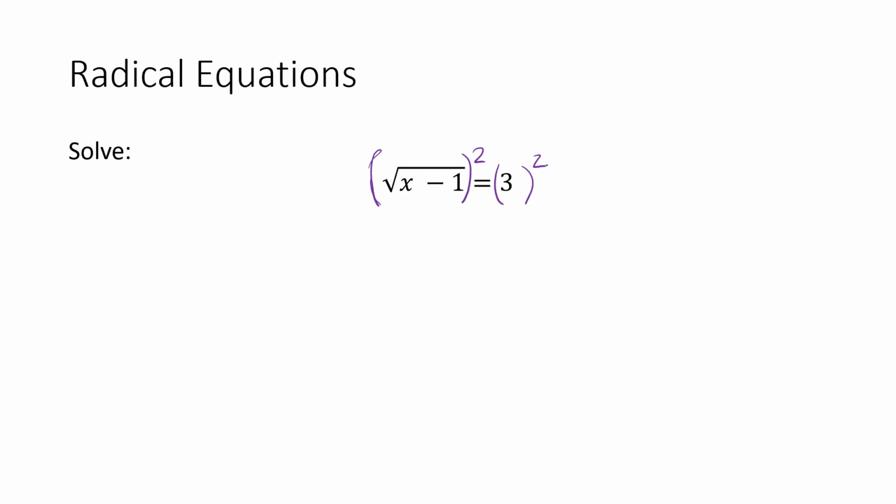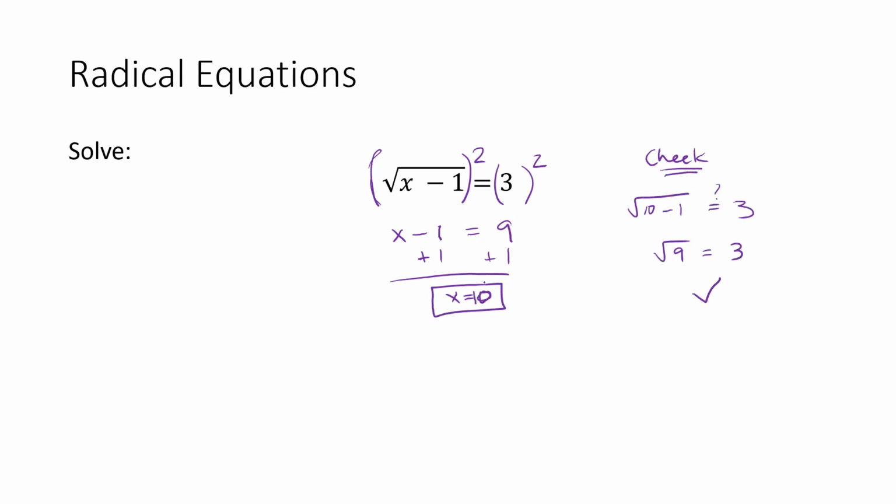So like we talked about, we're going to square both sides. Now, if we square a square root, we just end up with the radicand, x minus 1. And over here we've got 9. And then if we add 1 to both sides, we'll get x equals 10. Now, it's a good idea to check, and we're going to talk about why that's super essential with these kind of problems later. I checked, and x equals 10 works fine, so that's my solution.